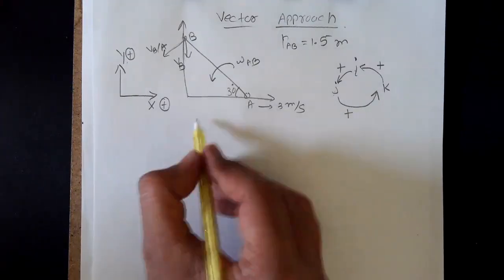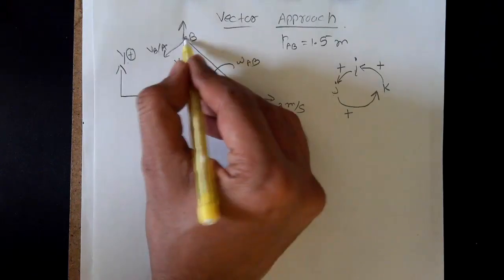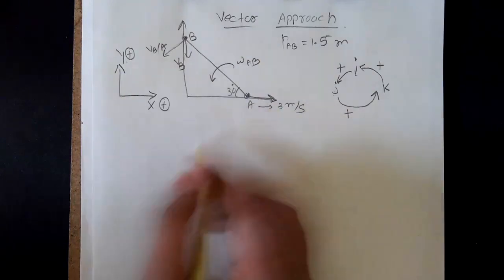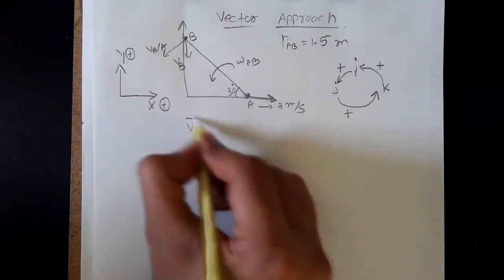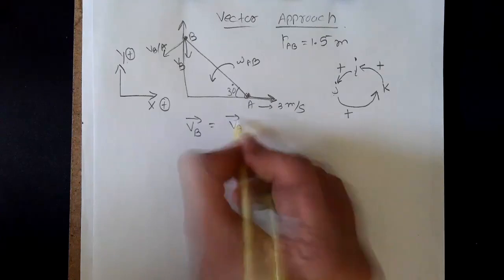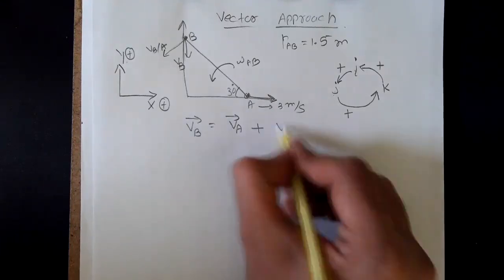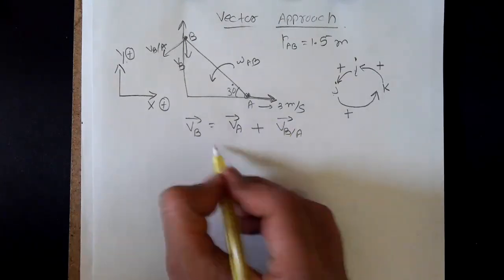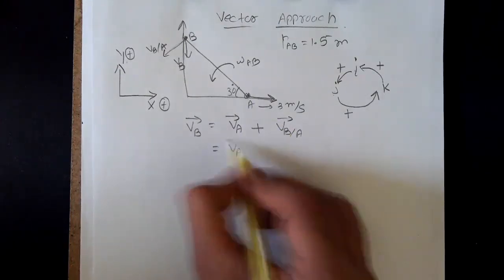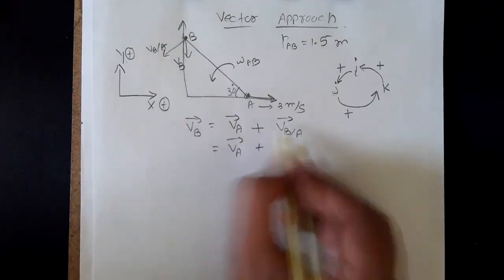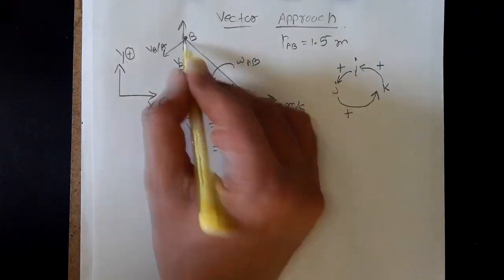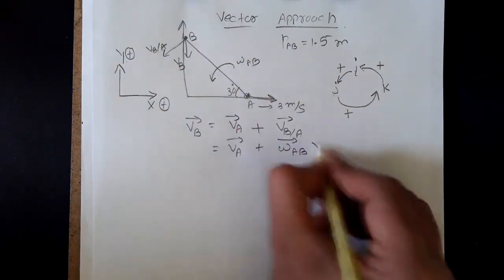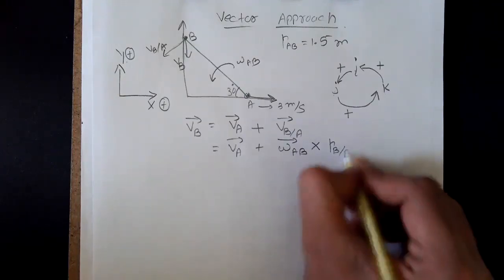So let's write down the vector equation for this problem. The velocity of B we are calculating relative to A, and A also has sliding motion towards the right. So the velocity of B is nothing but the velocity of A, which is to the right, plus the velocity of B relative to A. Now see, I am using the arrow, so it's a vector solution. VA, and I'll further expand the velocity of B relative to A, which is rotational motion, pure rotation, which is omega AB cross R of B relative to A.